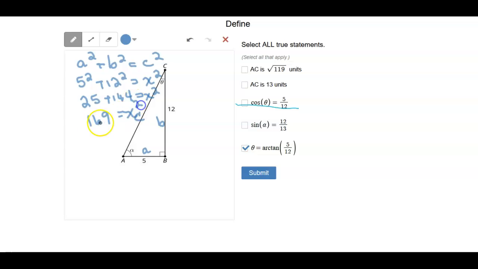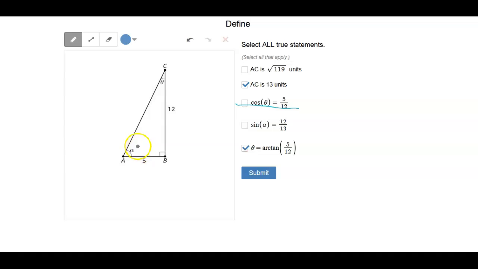The last step of the Pythagorean theorem is always to take the square root, and we get x is equal to 13. So this is not correct, because 13 would be the square root of 169. So this one is not correct, but this one is.